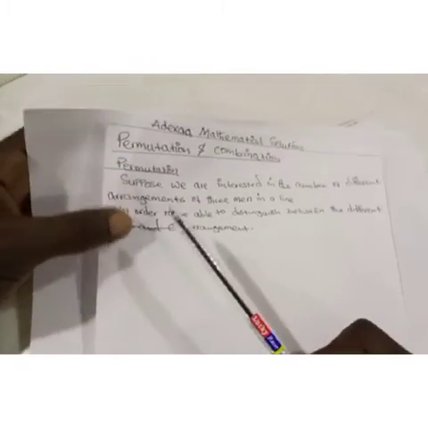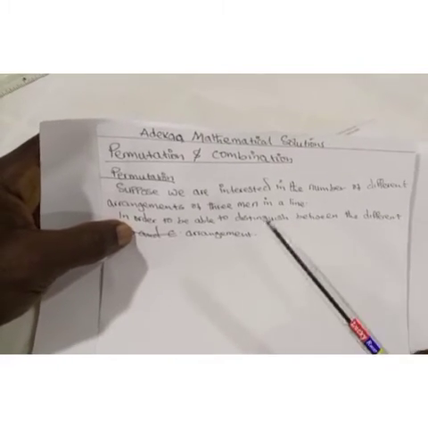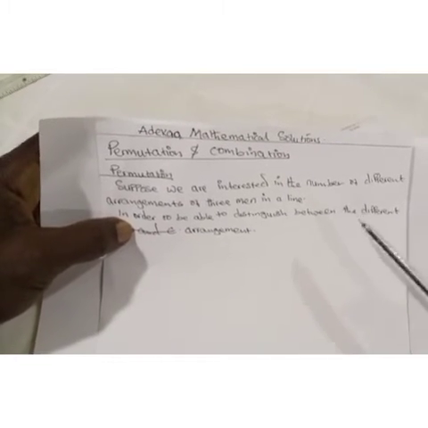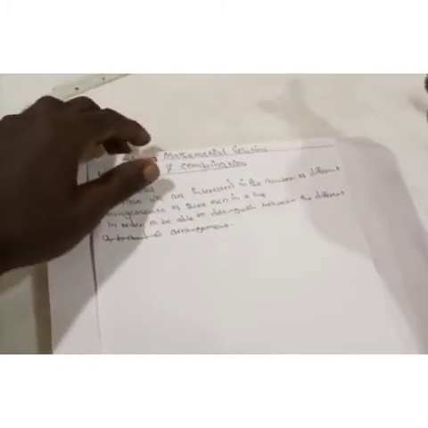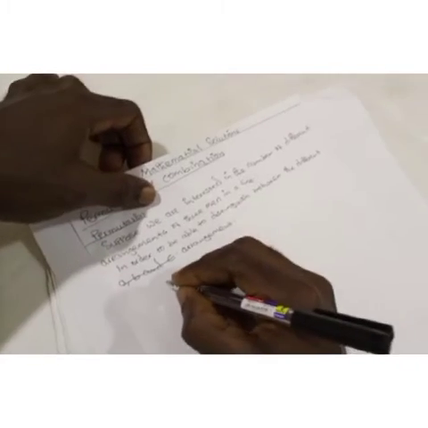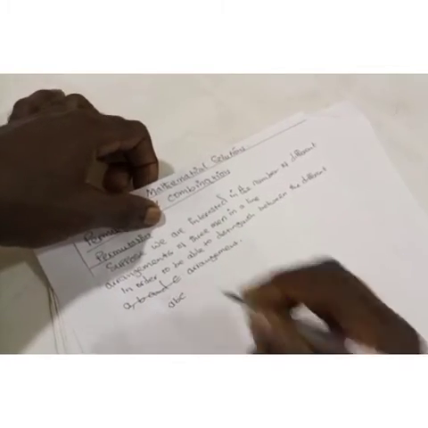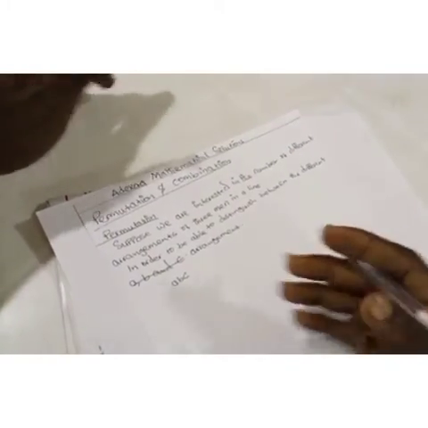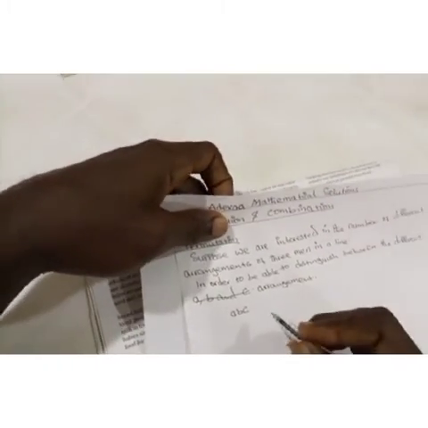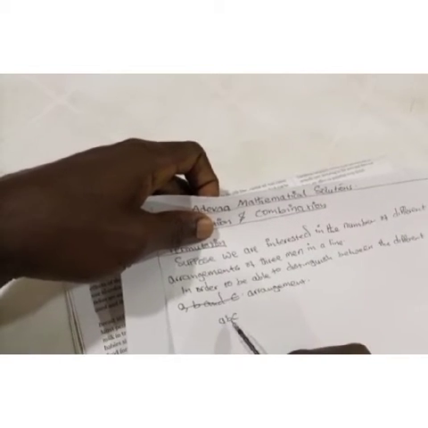Okay, so when we look at permutation now, suppose we are interested in the number of different arrangements of three men in a line. In order to distinguish between the arrangements, let's label them A, B, and C, as I earlier mentioned. What are the different ways of arranging A, B, and C? One way will be A, B, C.